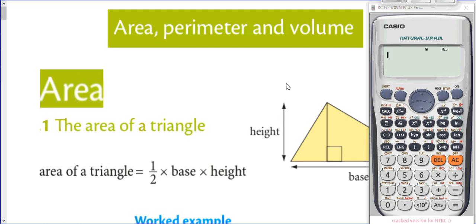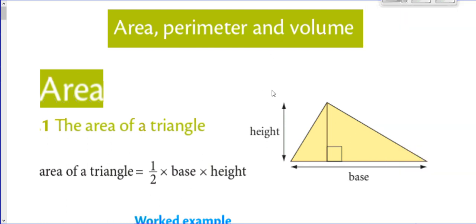Today, I'll be taking you through area, perimeter, and the volume of different shapes. Now, to start with, I'm going to talk about area of a triangle.